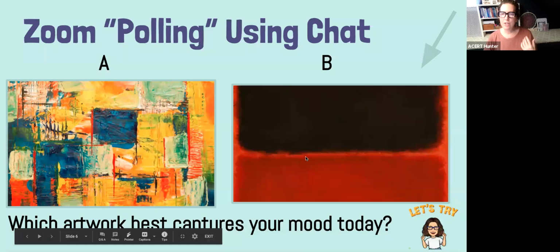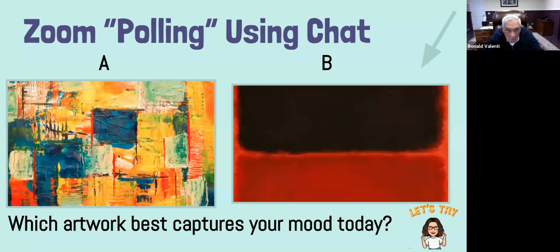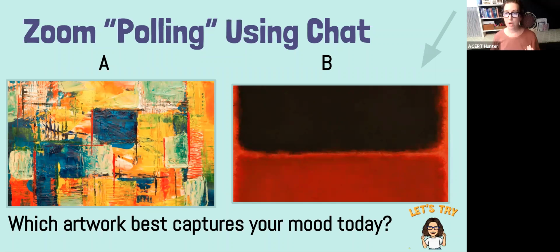Okay, another way to use polling in Zoom is to actually use the chat area. I want you to give me A or B for which artwork captures your mood today. So you're looking at my screen and you're choosing A or B, and you're going over to chat and putting A or B into the chat. Now, if I didn't want people to see each other's answers, I could tell my students to go over to this, but only message privately. So you can also do it that way.